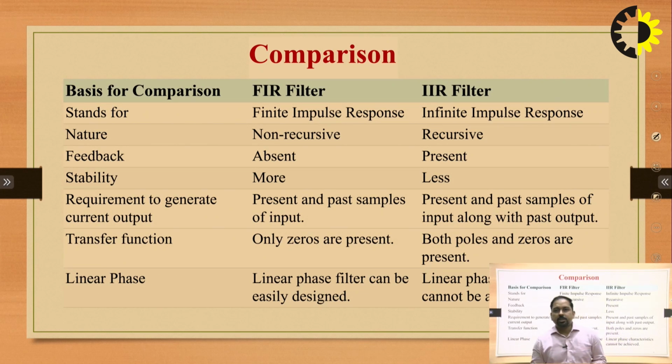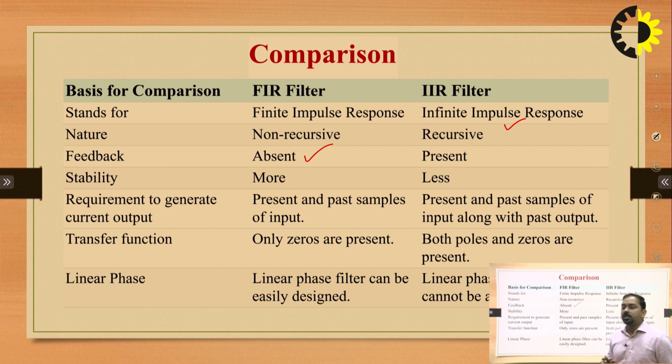We have a basic comparison over here. First of all, FIR stands for finite impulse response filter, whereas IIR stands for infinite impulse response filter. Next we have the nature. As we are already aware, FIR filters do not have any kind of feedback. This means the feedback is absent. So as the feedback is not there in case of FIR, these filters are called non-recursive filters. As a counterpart, the IIR filters have feedback. On that basis, we can say that the IIR filters are recursive.